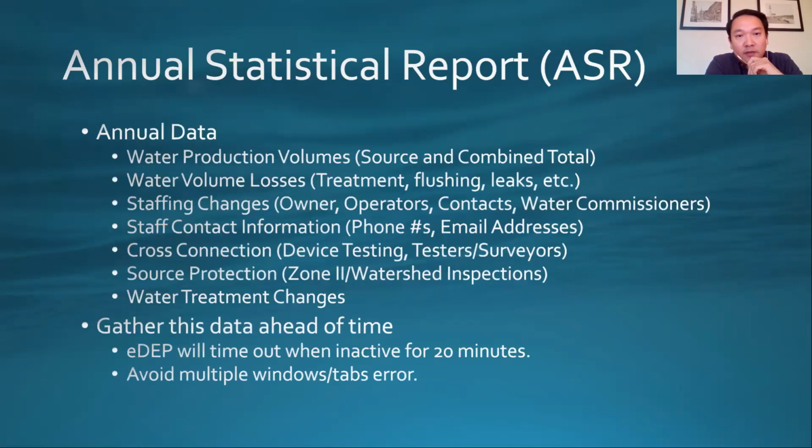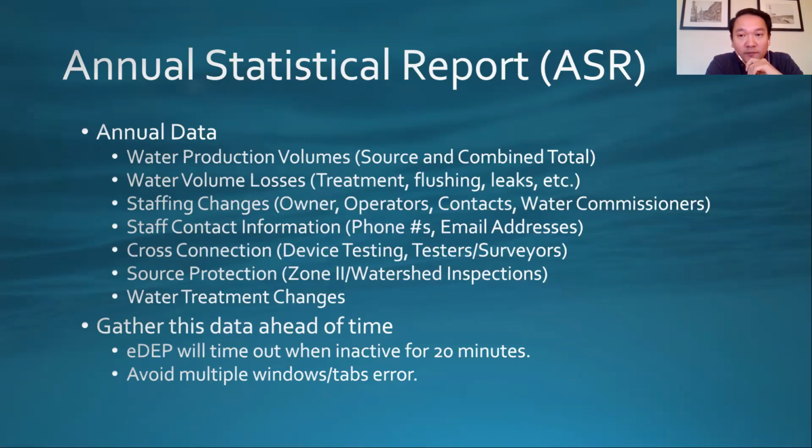So when it comes to the annual data, this is the data that for the most part is not pre-populated every year, which includes the water production volumes, which is on the individual sources as well as the combined sources, which would be the water production and consumption form, and then the groundwater, purchased water, and surface water sources forms. The water volume losses that you report every year also are not pre-populated. The staffing changes, although we do pre-populate with the staffing data that we currently have for your public water system, we don't have any of the changes that have occurred during the year unless you've reported it to the regions throughout the year.